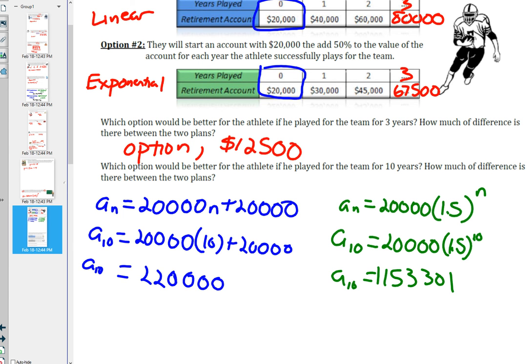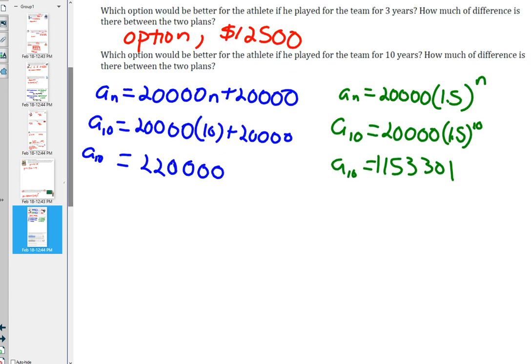So now which one's better after 10 years? Which one? The first one. You'd rather have 220,000 than 1,153,000? You're the one wearing the book bag, so what does that say about you? Oh, this class is fun. See, that's the dumbest thing you said all day. Nobody wants to leave here.